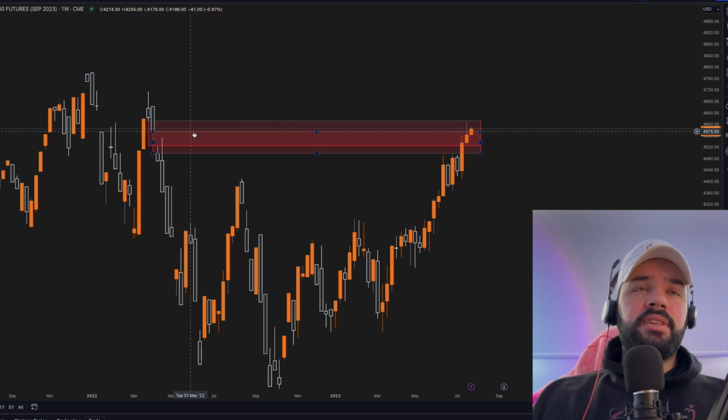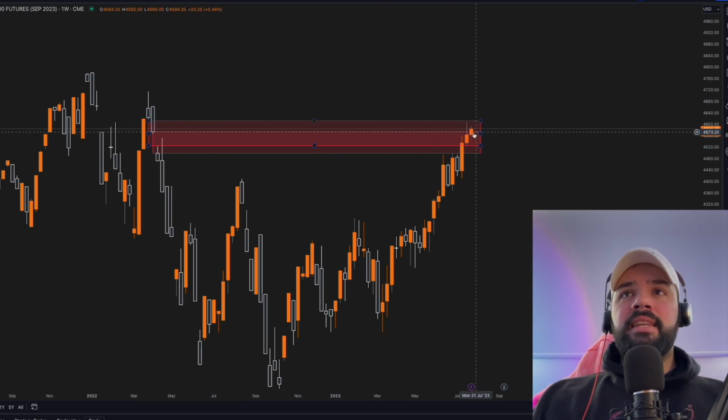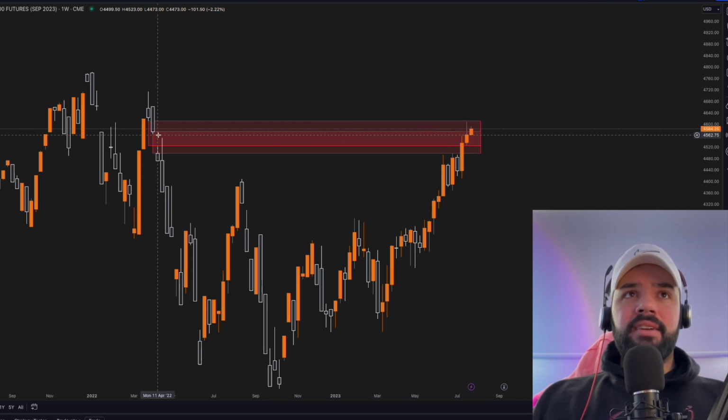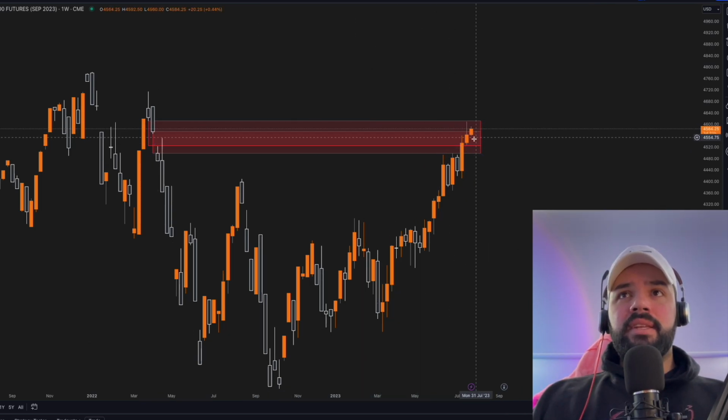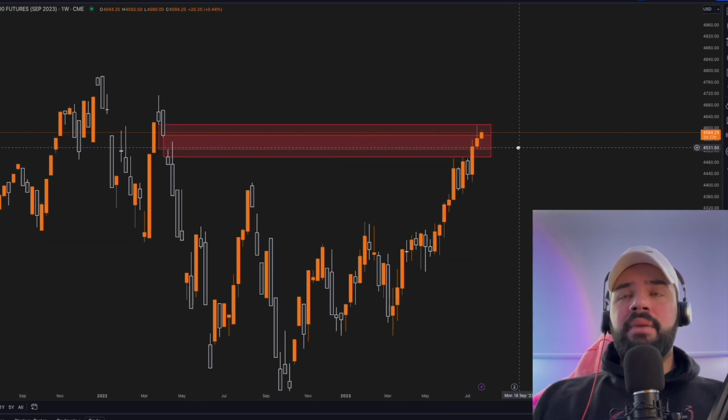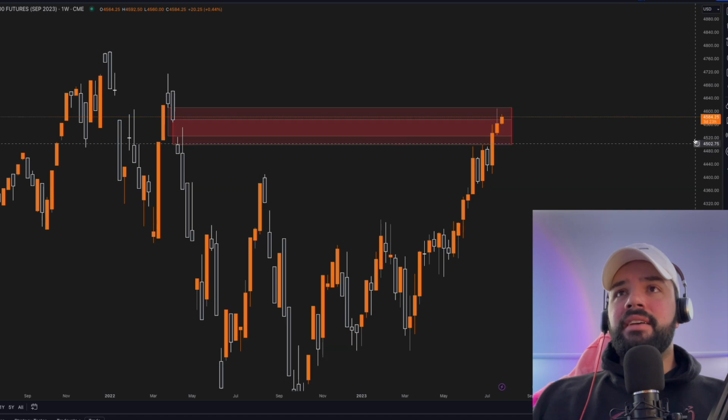Boom, see that? So those two overlap. So we're currently in a bearish point of interest, okay? And what we're wanting to do here is just see how price reacts within this zone this week. So for this week in particular, my bias is one of two things.